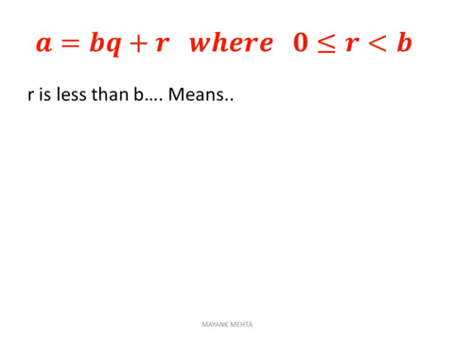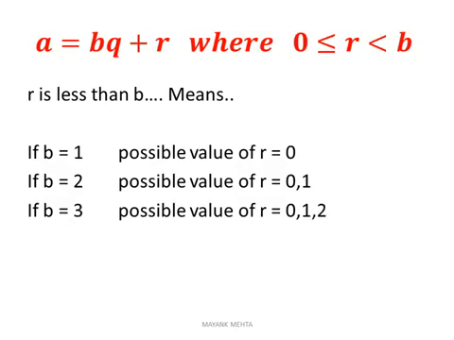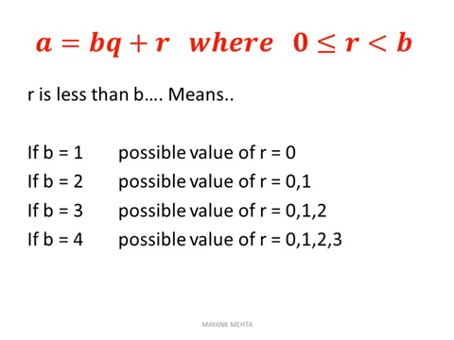So r is less than b, that means if b is equal to 1, then the possible value of r is 0. If b is 2, then the possible value of r is either 0 or 1. r cannot be 2. If b is 3, then the possible value of r can be 0, 1 or 2 because r is less than b. If b is 4, then the possible value of r is either 0, 1, 2 or 3.